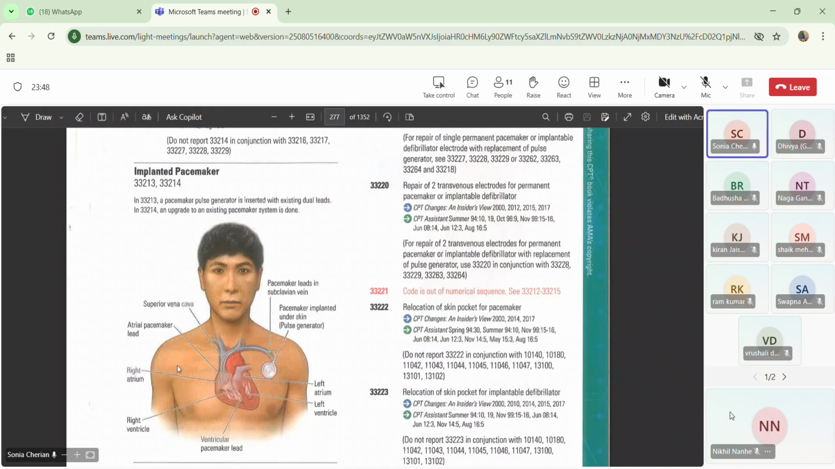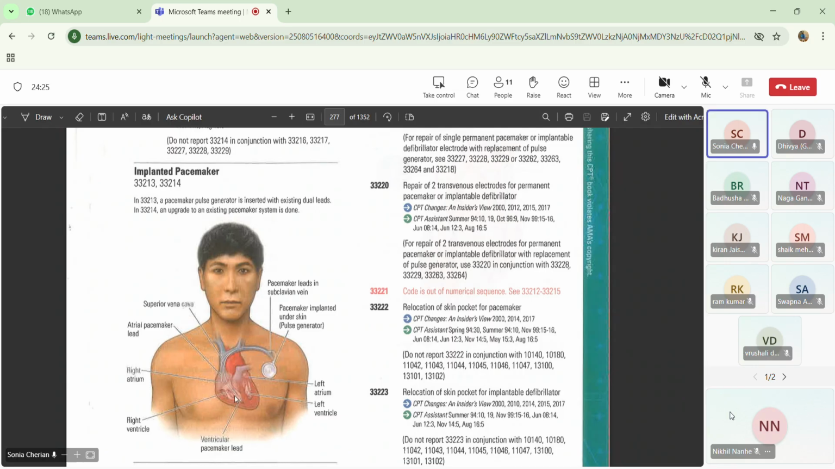They'll create a small pocket under your skin on your upper chest. You can see the image there, the battery placed here, under the skin, near your collarbone, and the leads will be placed into your chambers. This one is in the right atrium. The other lead is in your right ventricle, right? So this is a dual chamber lead placement.